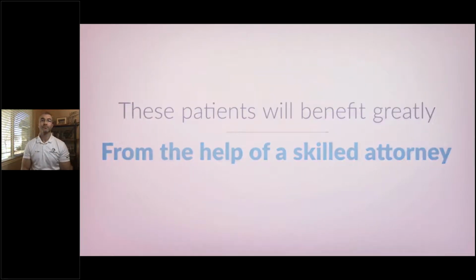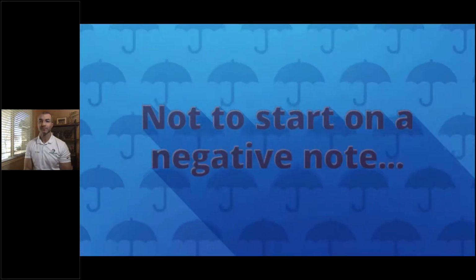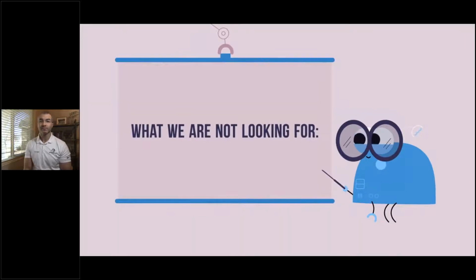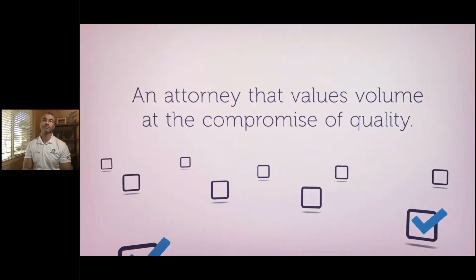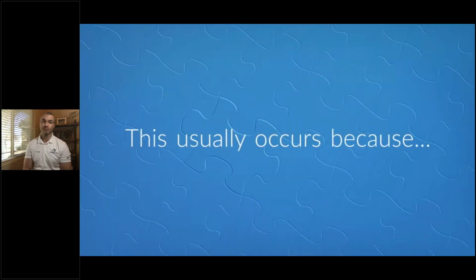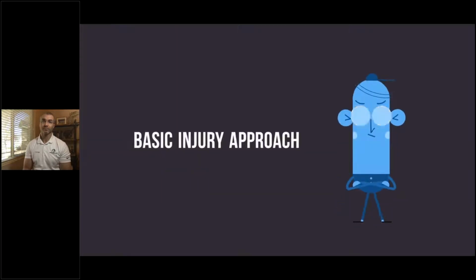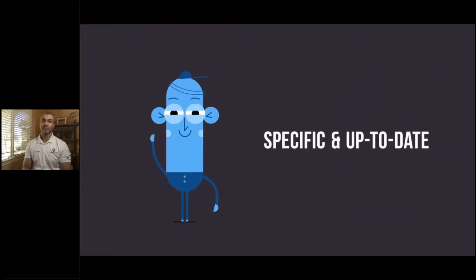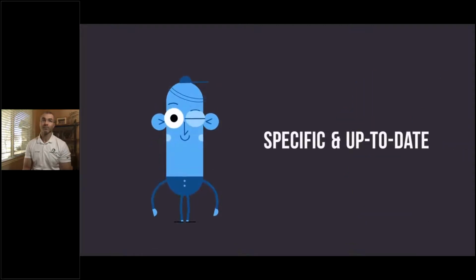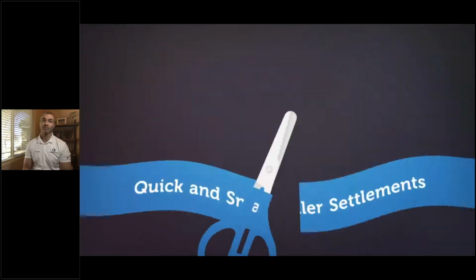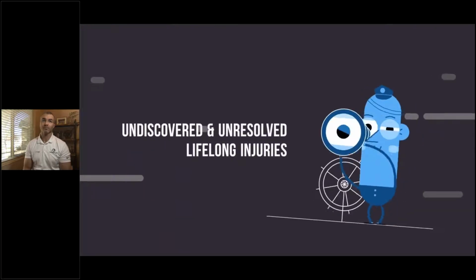possesses certain qualities. Not to start on a negative note, but I feel it will be easier to begin with discussing the qualities that we're looking to avoid in choosing an attorney to work with. Here's what we don't want. Number one, an attorney that values volume at the compromise of quality. This usually occurs because the attorney hasn't been exposed to the systems to differentiate between a basic injury approach versus a process that utilizes the most research-specific and up-to-date evaluation, documentation practices, and treatment protocols. This leads to quick and smaller settlements at the expense of a patient left with undiscovered, unresolved lifelong injuries.